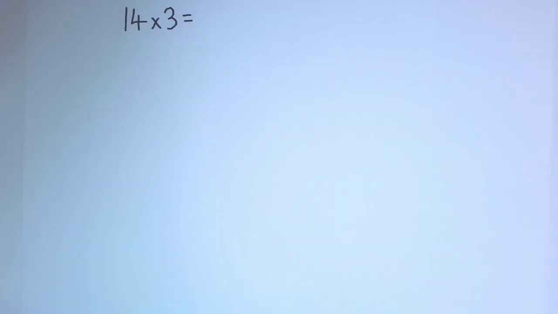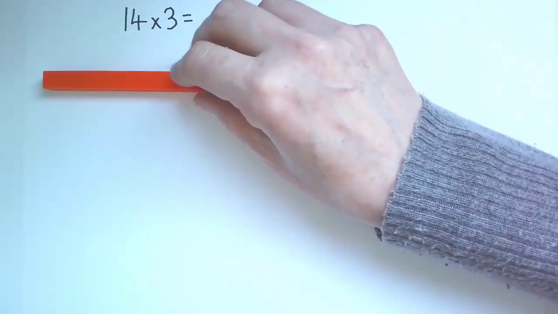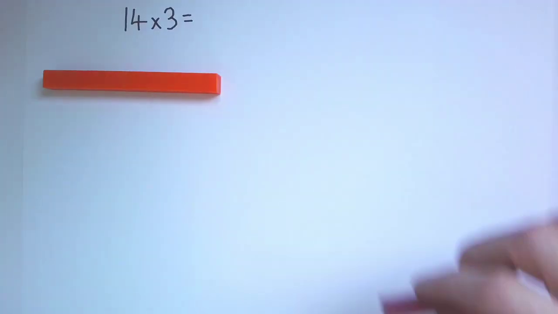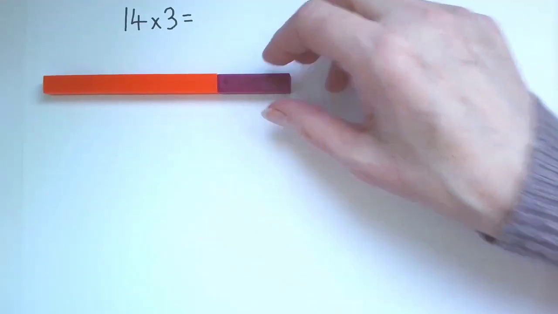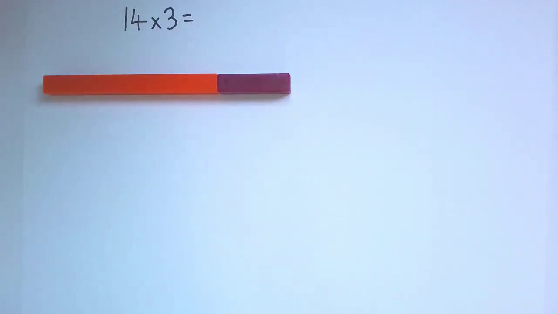So the first calculation we're going to look at is 14 multiplied by 3. And I'm going to do this first of all using my Cuisenaire rods to make 14. So I need a 10 and a 4. If you don't have Cuisenaire rods, you could use place value blocks, or you could find Cuisenaire rods and place value blocks online that you can use as well.